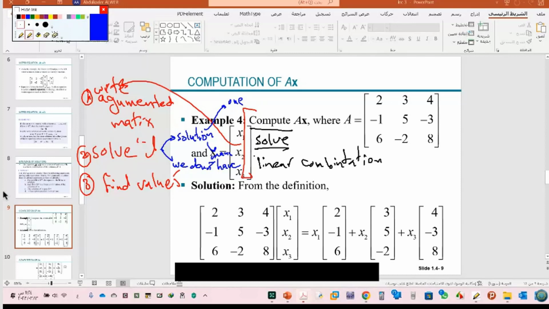In the exam, for matrix form again, either you have to convert from form to form, as I told you before, or solve, compute, check if it's a linear combination. That means we have to write the augmented matrix and solve it. For solving it, either we have one solution, many solutions, or no solution. And if you have one solution or many solutions, you have to give me the value and check the result.